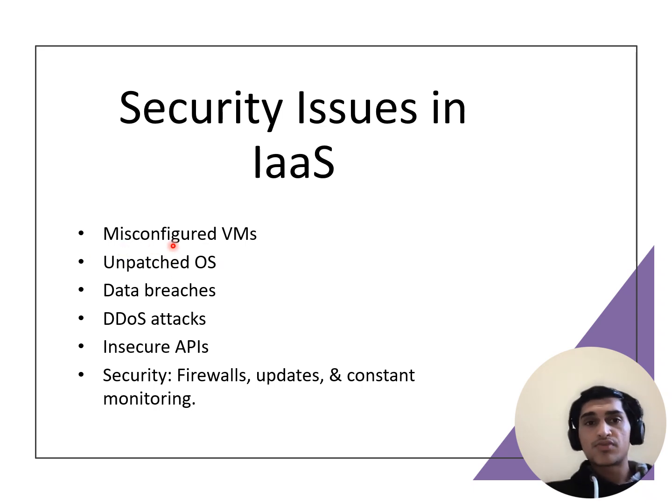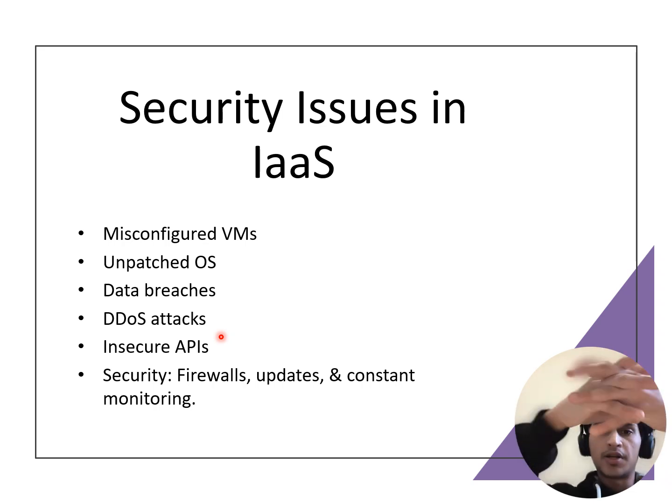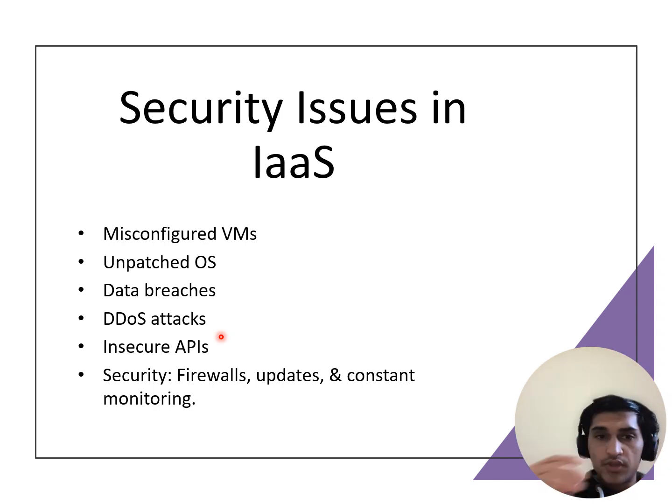So now security in IaaS, infrastructure as a service. There might be misconfigured VMs, which are virtual machines. There can be unpatched OS, which means the operating systems are not updated regularly. There can be data breaches, as we mentioned earlier. There can be DDoS attacks, which are distributed denial of service attacks, like attacking one computer by sending multiple requests together to break down the network. There can be insecure APIs, which we already discussed.